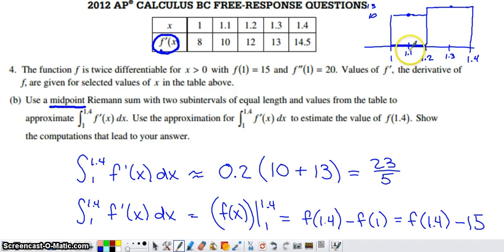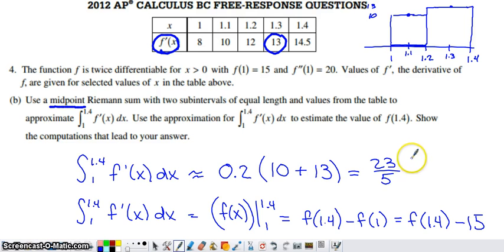But the midpoint of the first subinterval is 1.1. The function value, or the derivative value in this case at 1.1, is 10. So our first rectangle is going to have an area of 0.2 for the width and then 10 for the height. And then the second rectangle is going to utilize this for the height, because that would be the derivative value at the midpoint of that next subinterval. Do that calculation, you get 23/5.